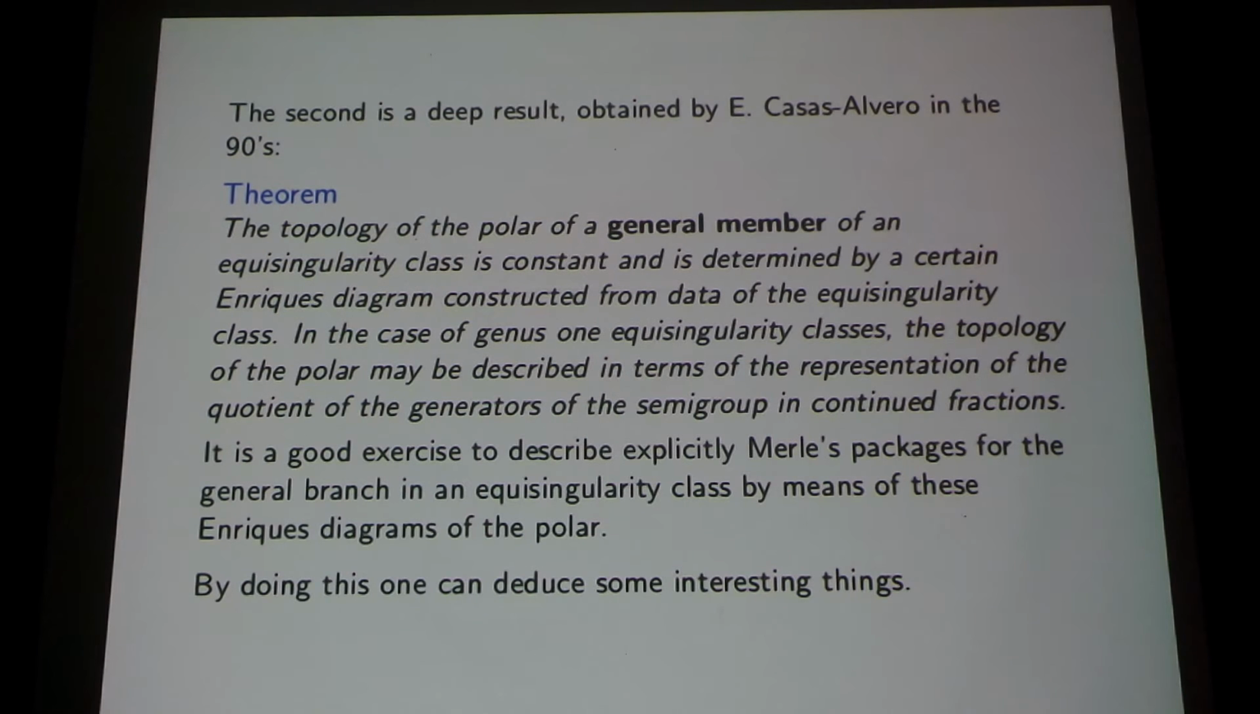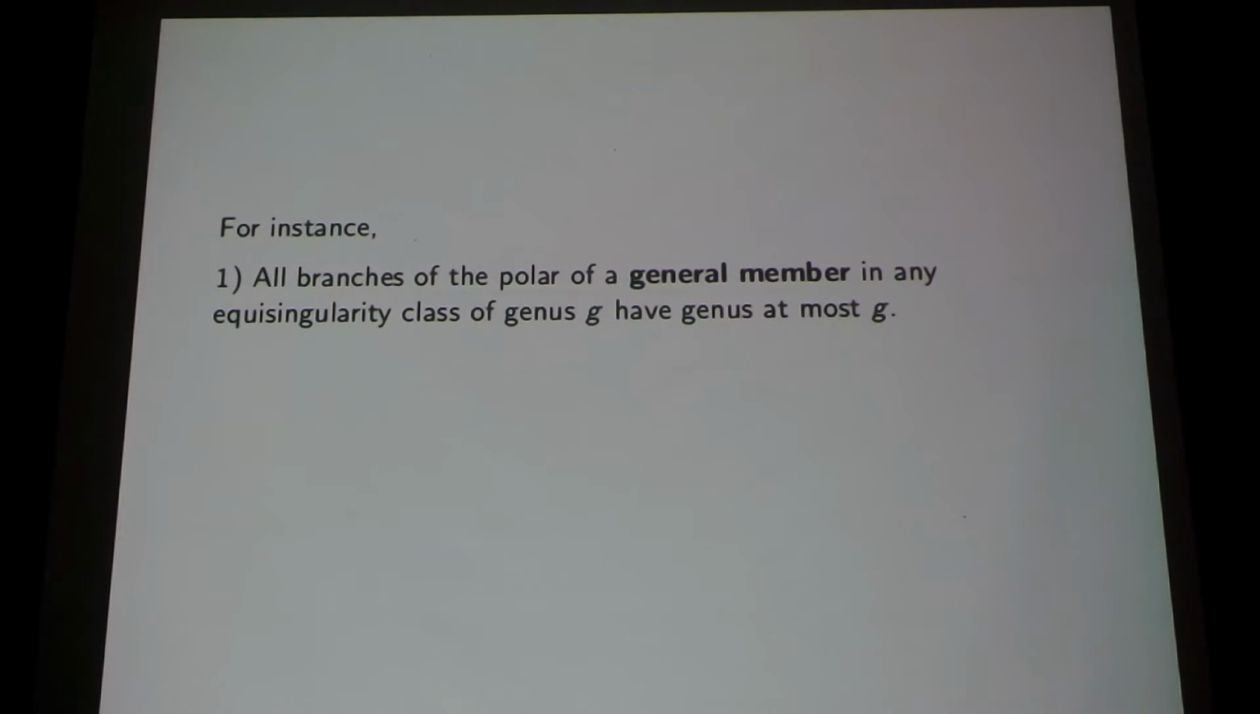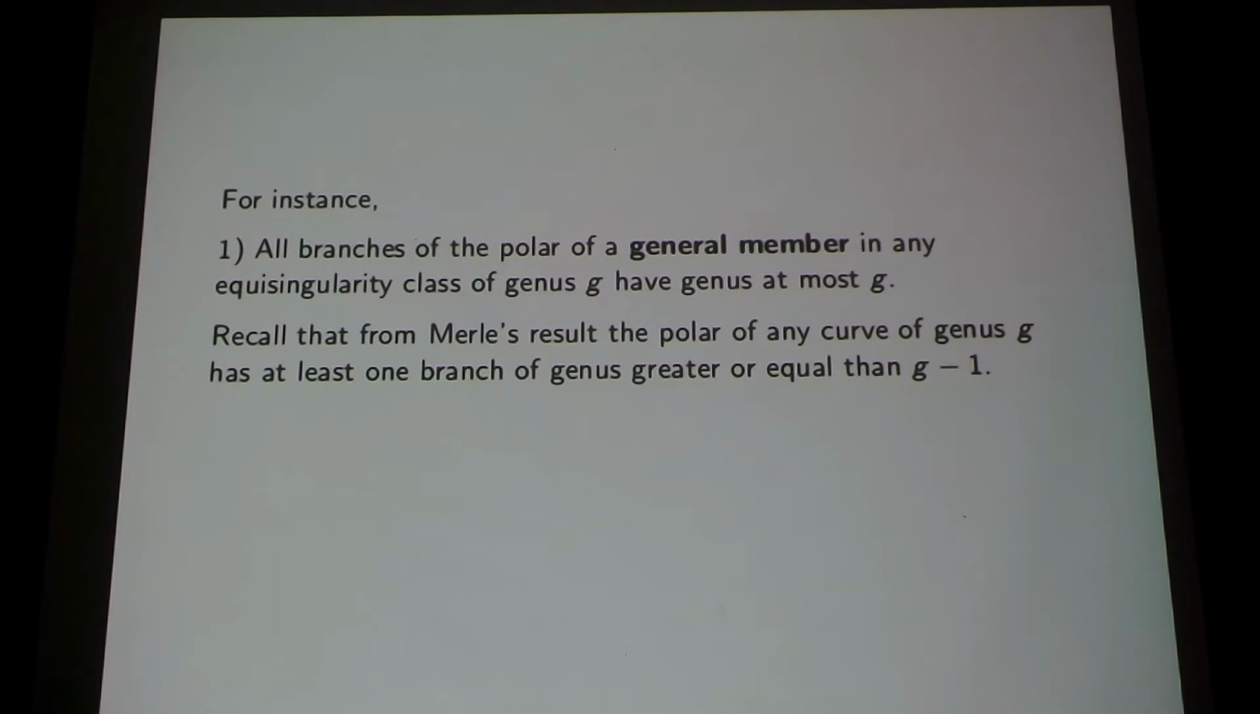By doing this, one can deduce some interesting things. For instance, all branches of the polar of a general member in any equisingularity class of genus g have genus at most g. Okay. So for the general member of the equisingularity class, its polar cannot have branches with genus greater than g. Recall that from Merle's result, the polar of any curve of genus g has at least one branch of genus greater or equal to g minus 1.